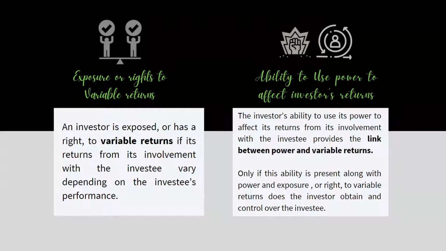Next is ability to use power to affect investors' returns. The investor's ability to use its power to affect its returns from its involvement with the investee provides the link between power and variable returns.